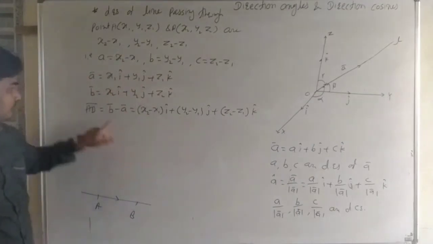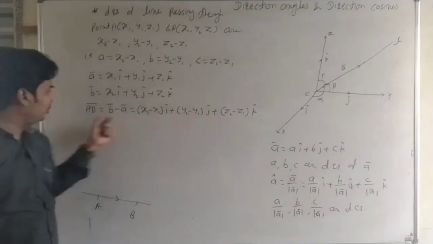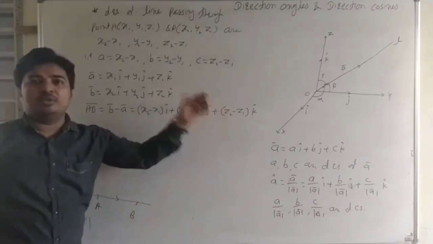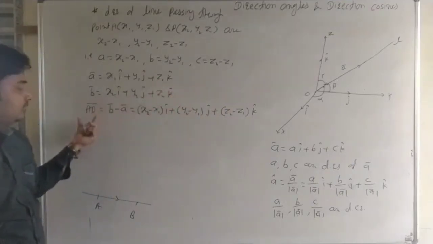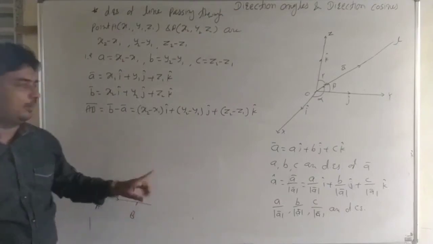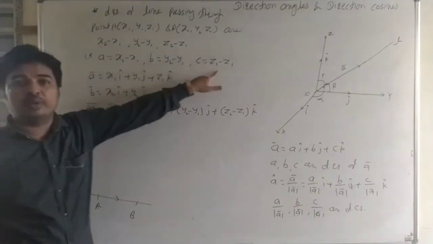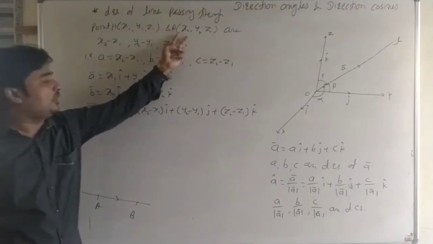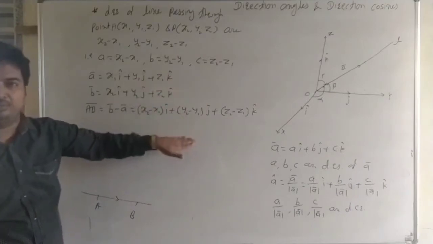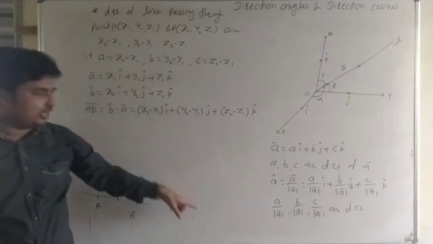Here x2 minus x1, y2 minus y1 and z2 minus z1 are the components of the vector AB. That means x2 minus x1, y2 minus y1 and z2 minus z1 are the direction ratios of the vector AB, and that is the direction ratios of the line which passes through the points A and B. That is the coefficients of i, j and k. When a line passes through 2 points, then the components of the vector are the direction ratios of that vector. See carefully, and when we know the direction ratios, then we find the direction cosines by using this.